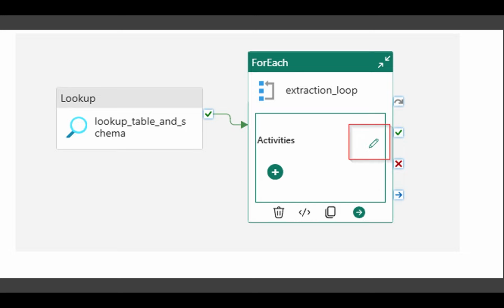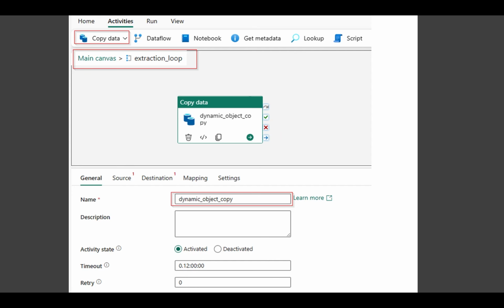Now let's see how we can configure the copy data activity. Once the for each activity is configured, click this pencil icon to edit the loop's contents, and in the activities, add a copy data activity to the canvas inside the loop. You can select the copy data and rename it to dynamic object.